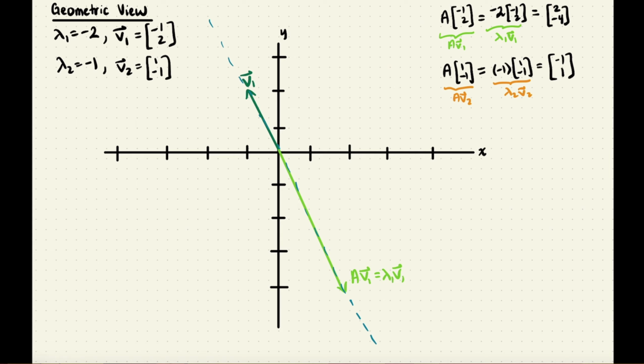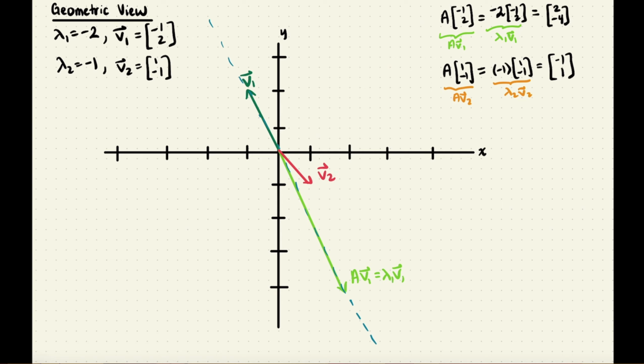We can see the same idea for the vector v2. So v2 is 1, -1. So I'm going to go over 1 and down 1. That's going to put me, 1, -1 is going to put me here. Okay. And so let me label this v2.